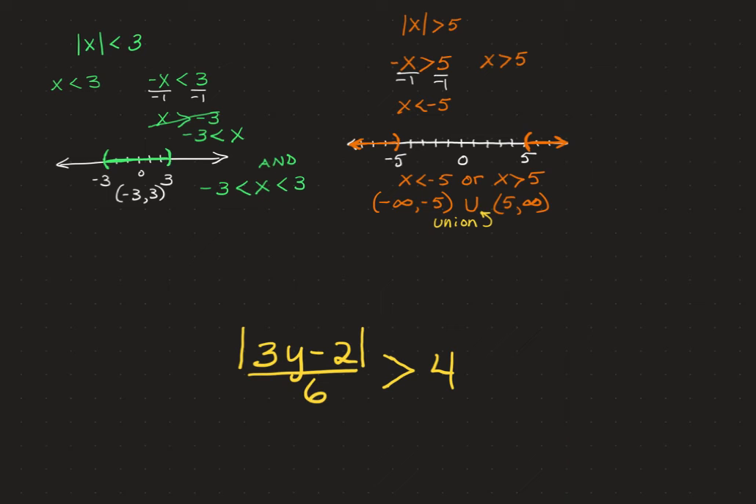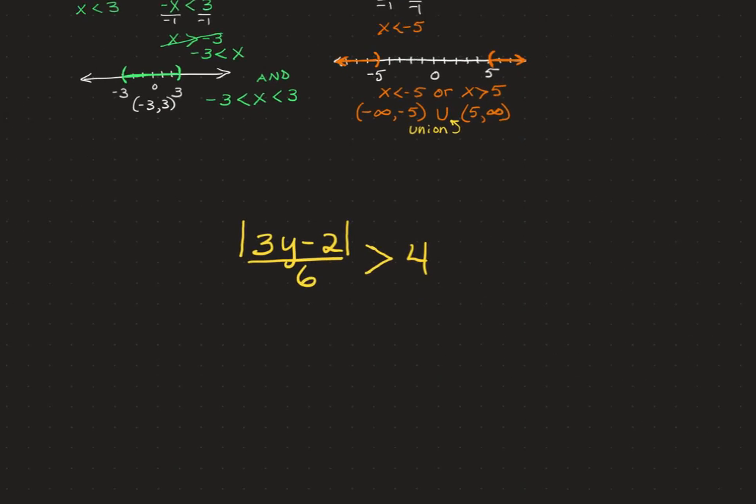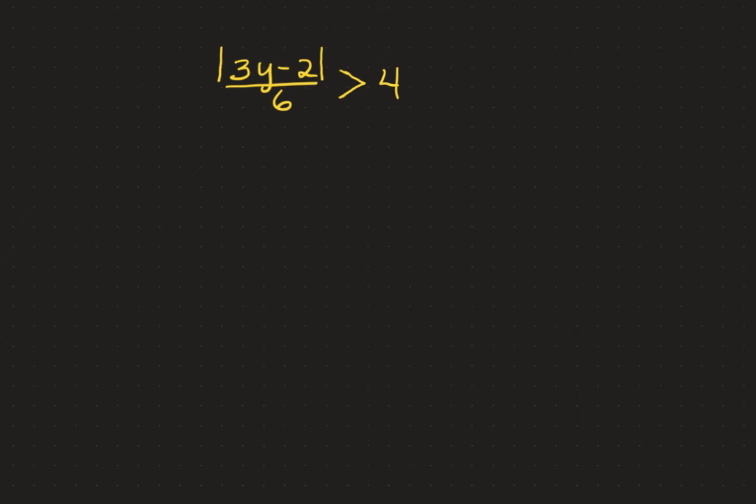Or we have to put in the union symbol between our intervals. All right, here's our last problem, so let's make it a doozy. The absolute value of (3y minus 2) over 6 is greater than 4. We're going to solve this one for y. To get rid of that 6 on the left-hand side, first we're going to multiply both sides by 6, which is the same thing as 6 over 1 on that side. So that will give us the absolute value of 3y minus 2.